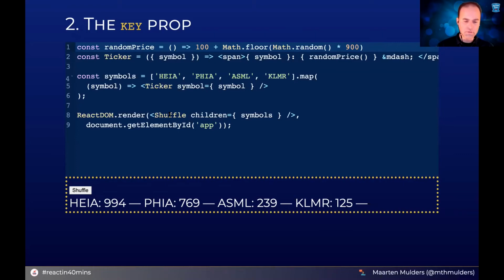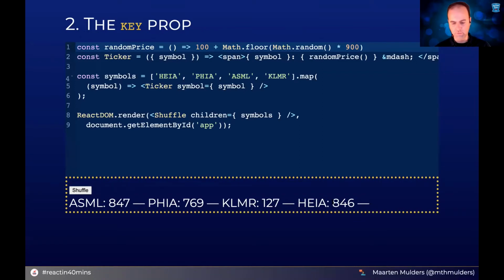What I want you to know is that as soon as I press this shuffle button, that shuffle component will actually reorder the ticker symbols. And if I would press it right now, let's do that. And let's remember, by the way, that for instance, Heya, which is Heineken, is 994 euros by now. I'm changing it. Heineken moved over there to the last point. Can't comment on that. And its price changed.